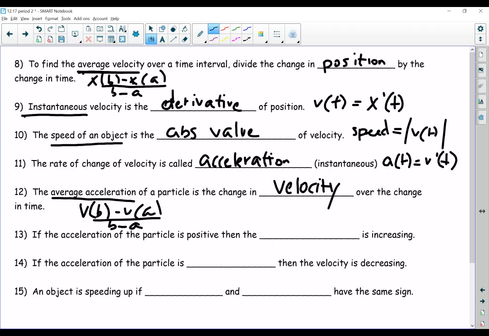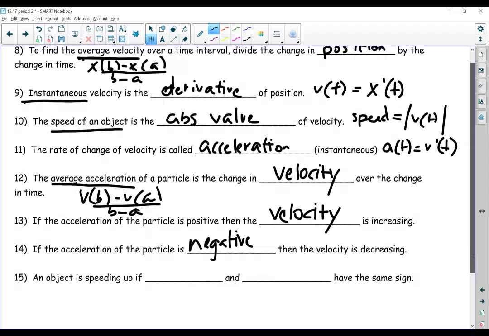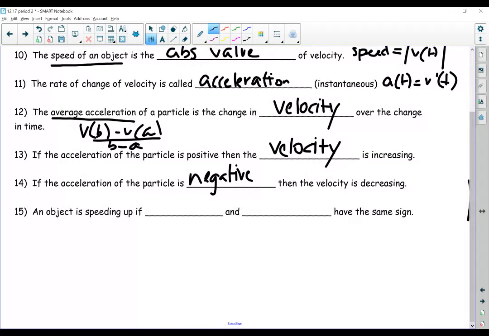If the acceleration is positive, then the velocity is increasing. If the acceleration of the particle is negative, then the velocity is decreasing. So we're still just doing our little f prime, f double prime chart. We're just doing it in the context of a situation. Now this last one, an object is speeding up. This gets really confusing for people to justify if an object is speeding up versus slowing down, because we just want to look at whether the acceleration is positive or negative.